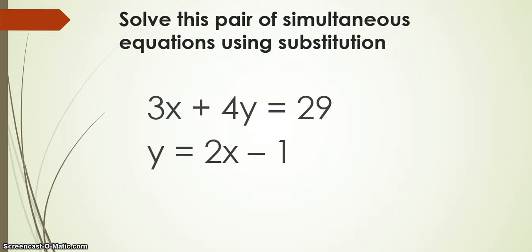Let's look at this first example. You'll see here we have 3x plus 4y is equal to 29 and y is equal to 2x minus 1. You can see here that this first equation is in two intercept form and this second equation is in gradient intercept form. So what methods do we use to solve this pair of equations?